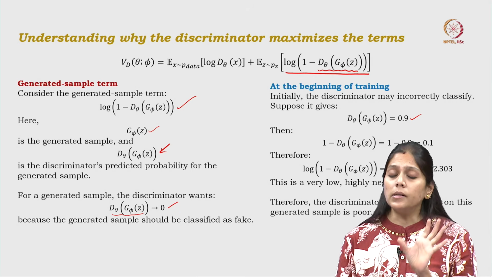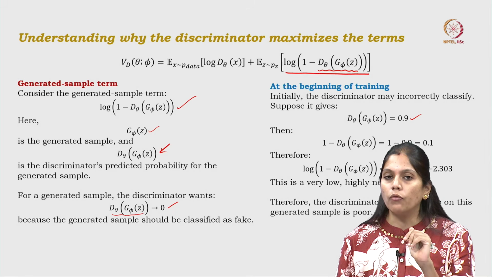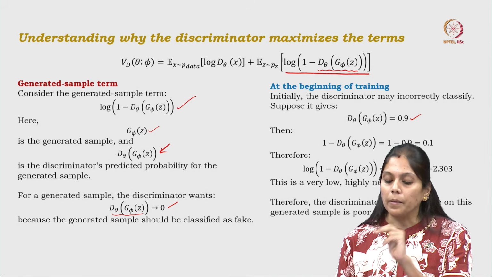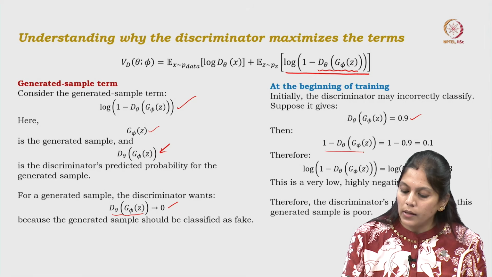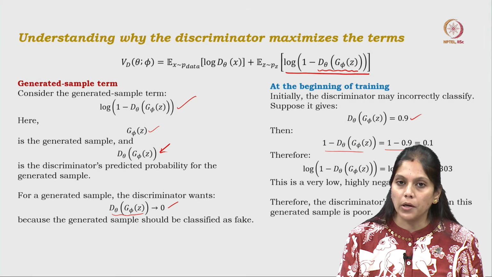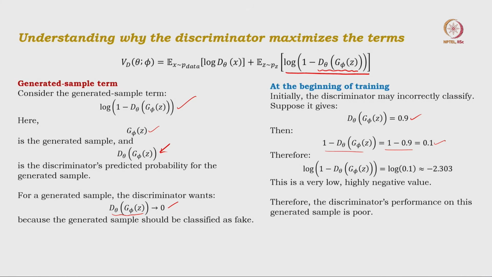If this is the predicted value, what is there in the formula? It is 1 minus. So look at this: 1 minus 0.9 is a smaller value, that is 0.1. Now you pass that smaller value to the log, log 0.1, and you get a very low negative value. This means the discriminator's performance on the generated samples is very poor. So what do we have to do now?